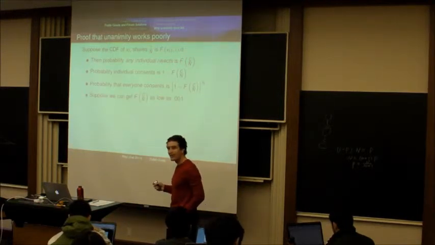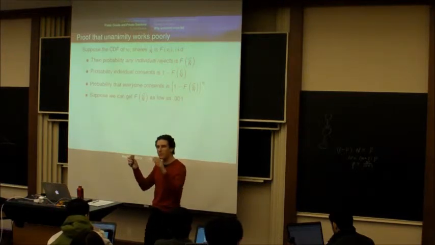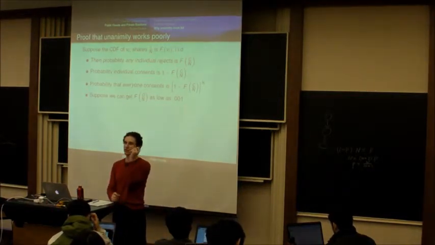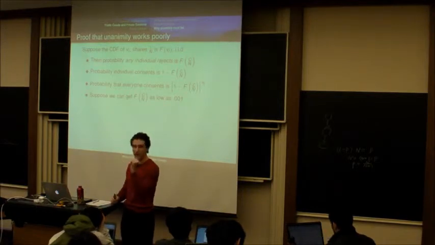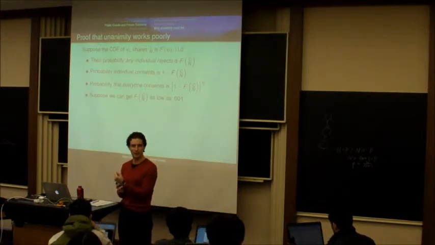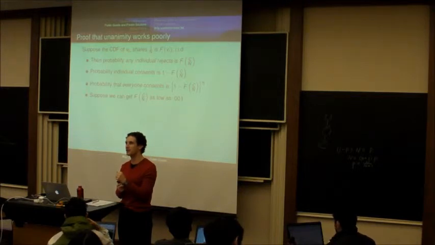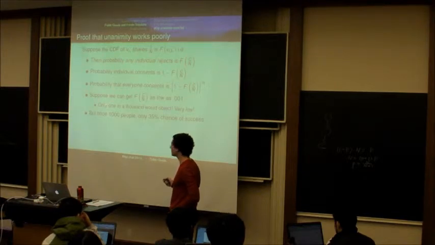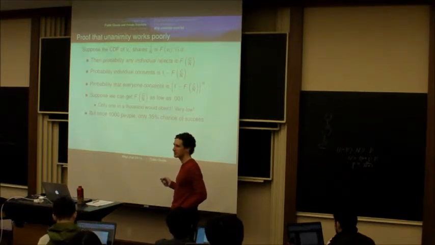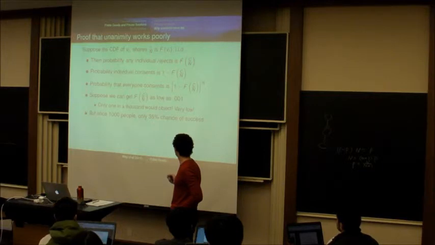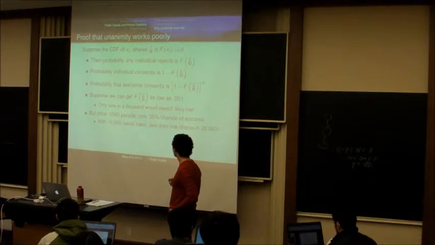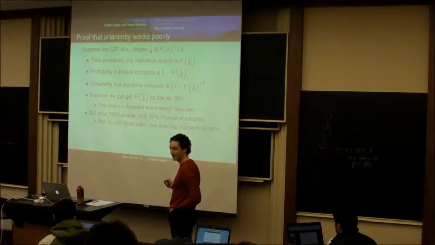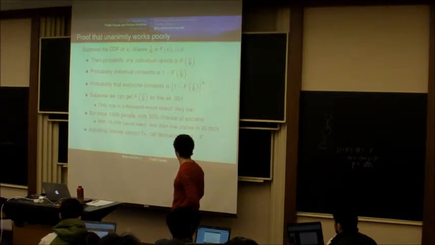So imagine, and this seems pretty implausible, that we know people's values so precisely that we can make sure that only one person in every 1,000 would not want to agree to the project, right? That seems really ambitious. But then, once we have 1,000 people, which is not a very big society, right? We already have only a 35% chance of success. And once we get to the size of a small town, like 10,000, we are down to 1 in 20,000 being the chance of success.